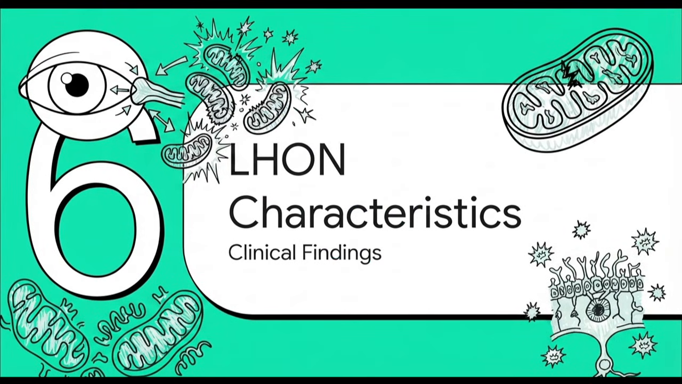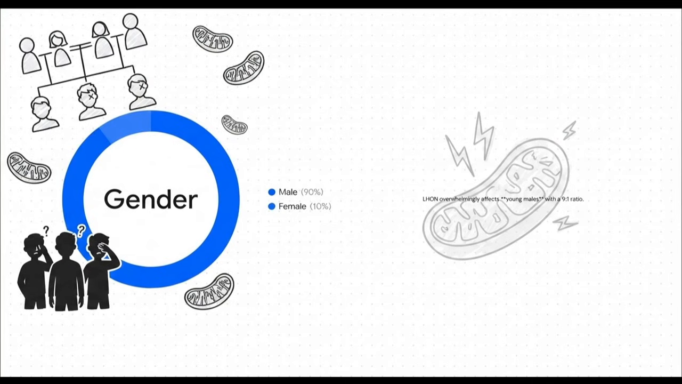Section 6. LHON Clinical Characteristics. So, what does this actually look like when the patient is sitting in your chair? Well, first, there's a staggering demographic reality to LHON, a 9-to-1 male-to-female ratio. 90% of those affected are male. Think about that for a second. Even though it is completely maternally inherited, it overwhelmingly strikes young men. This heavily skewed demographic is honestly one of the most defining and frankly baffling characteristics of the entire disease.